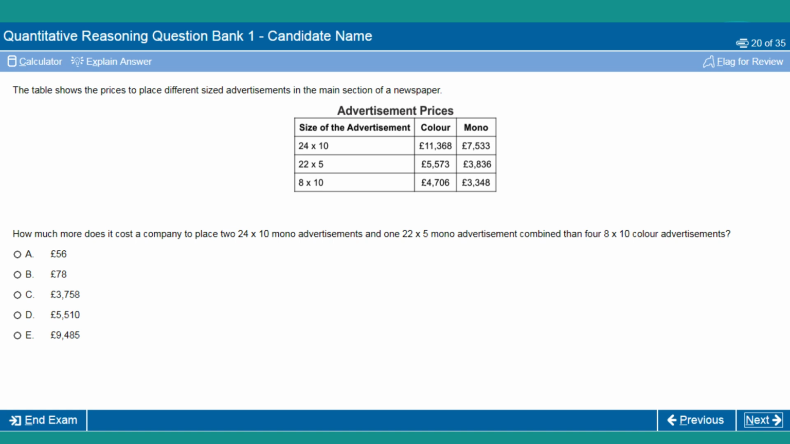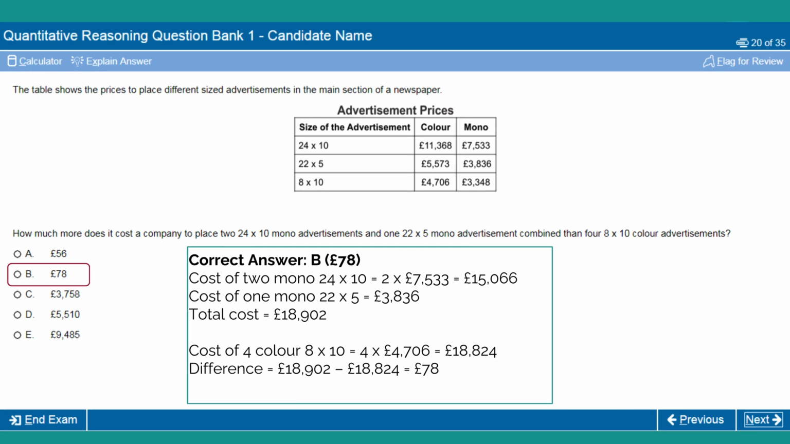In this example, you are provided with a table of data relating to advertising prices and asked to cost out the difference in 2 potential orders placed by a company. Once again, you may wish to pause this presentation to work out the answer. Press play when you are ready for the response. The correct answer is B. The data in the table allows you to calculate each element of these orders and then work out the difference between them.